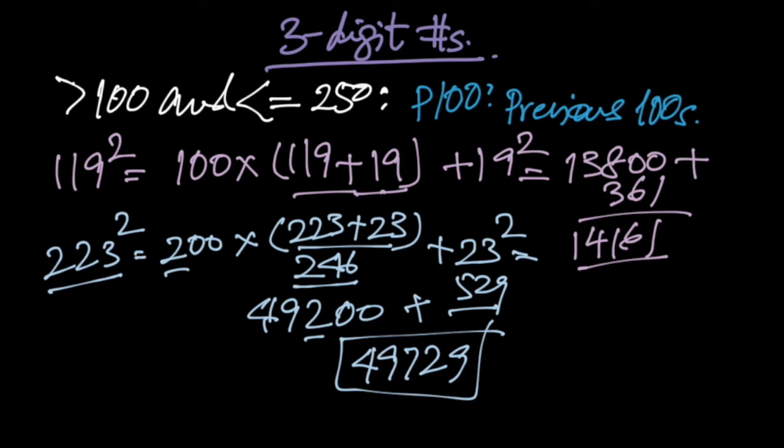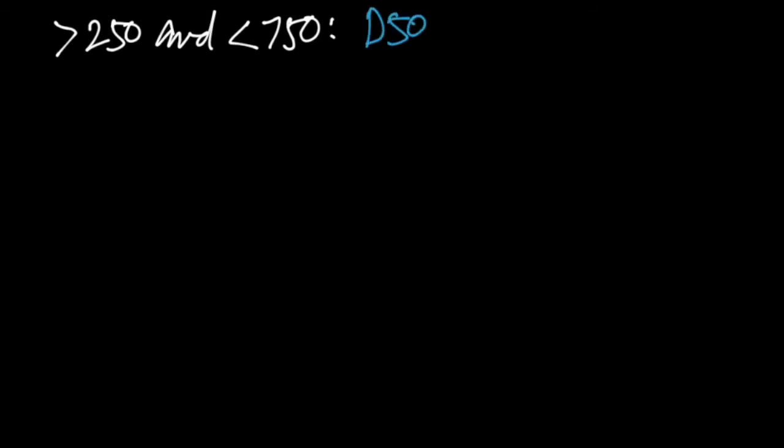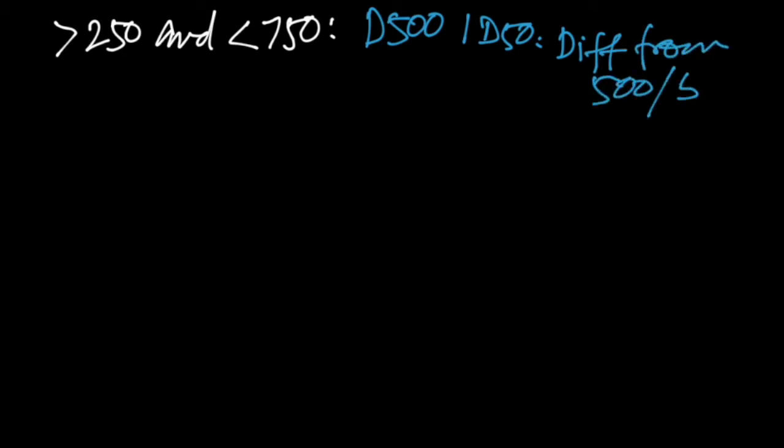Now, let us take the next case of 3 digit numbers. Here numbers are more than 250 and less than 750. So, here we use a technique called D500 and D50, which means difference from 500 or 50. Now, in this case we are going to first use D500. So, let us do some examples.